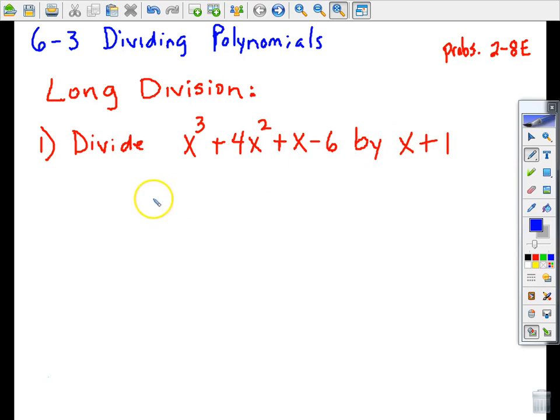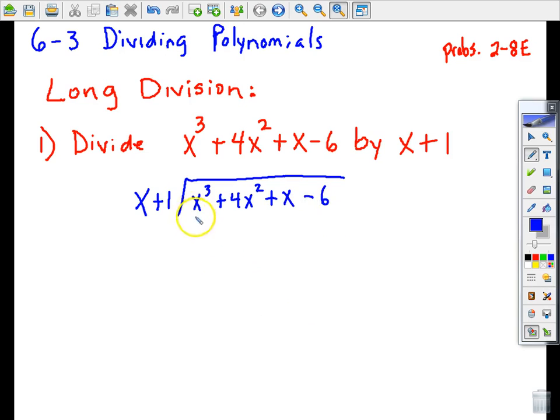All right, so you remember back in the old days, to set up long division, we're dividing x plus 1 into the polynomial x cubed plus 4x squared plus x minus 6. Now, in the long division process, dividing by x plus 1 really means that I'm dividing by x. Think of dividing by x into, we'll begin with this first term, x to the third. If I divide x into x to the third, that should be x squared.